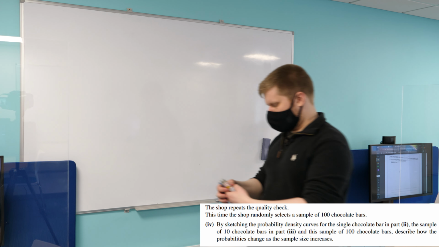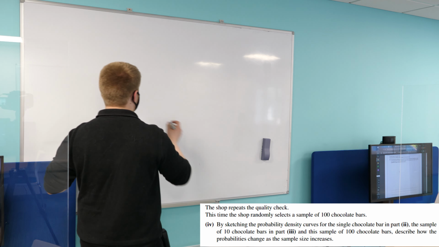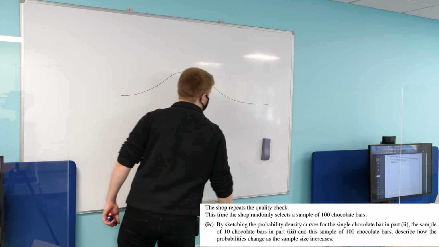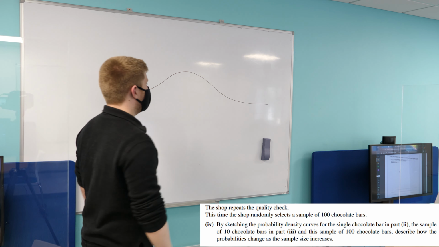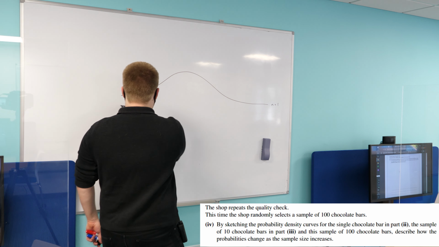Okay. So I'm going to draw it on the same diagram just for the sake of illustration to see what's going on. So this is my first just single chocolate bar. That's my first curve. Okay. So if you like, this is my sample size where I just have one chocolate bar.